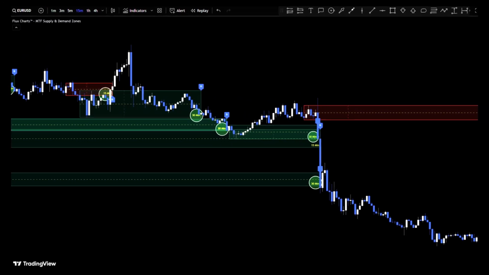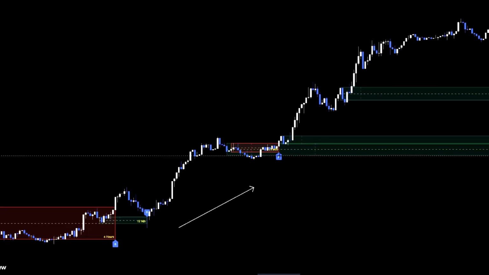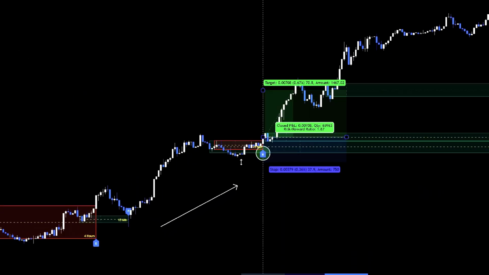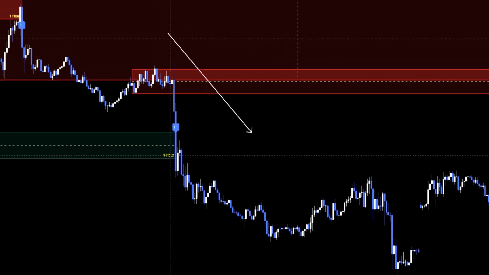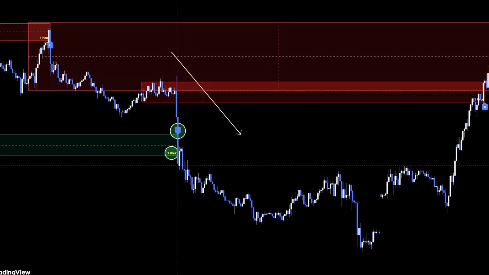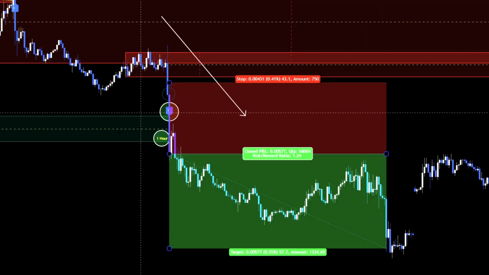Take this example on a Euro USD 5-minute chart. Here's my tip. Focus on trading with the breaks or retest signals where zones from 2 or more time frames line up. When that happens, the signal gets a lot stronger and more accurate.